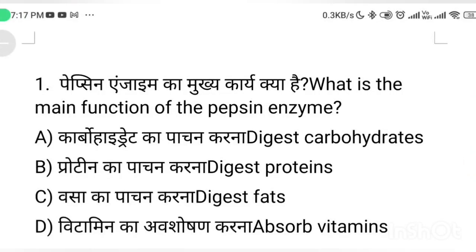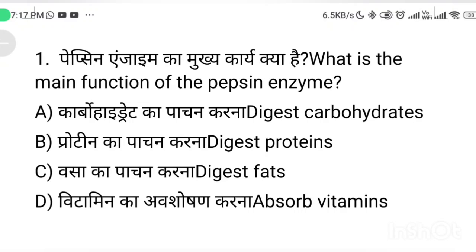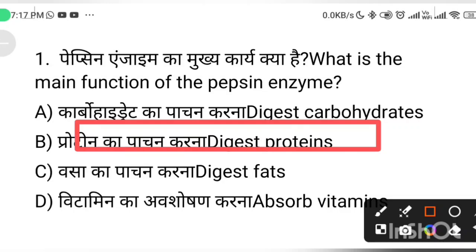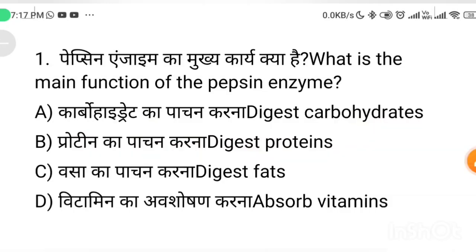Question number first. What is the main function of the pepsin enzyme? Option A, digest carbohydrate. Option B, digest protein. Option C, digest fat. Option D, absorb vitamins. Correct answer is option B, digest protein. The main function of pepsin enzyme is to break down protein in food during digestion.